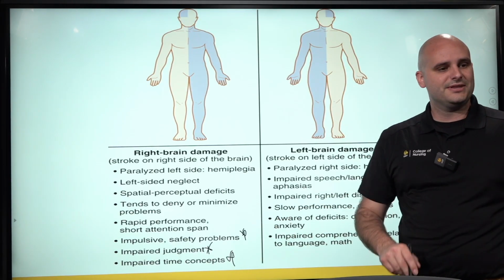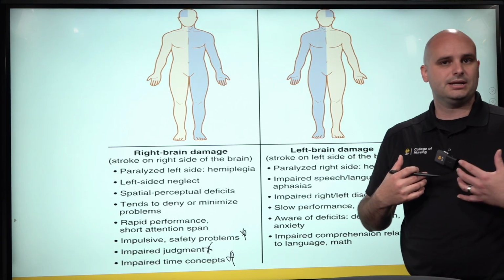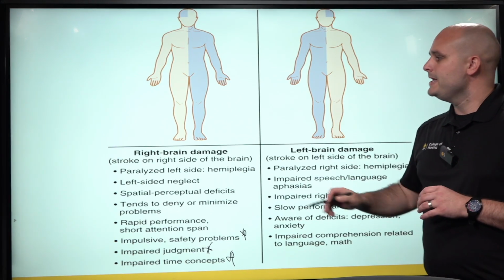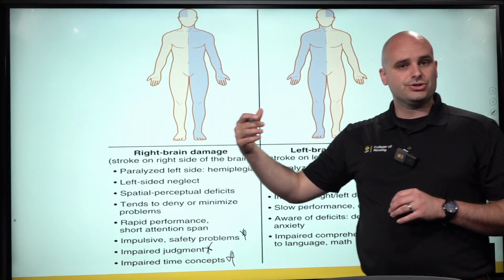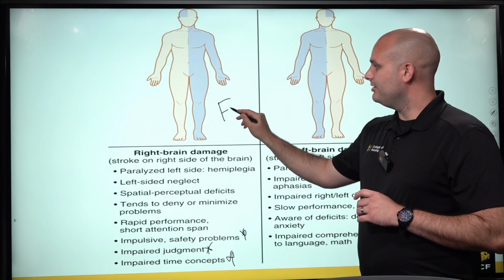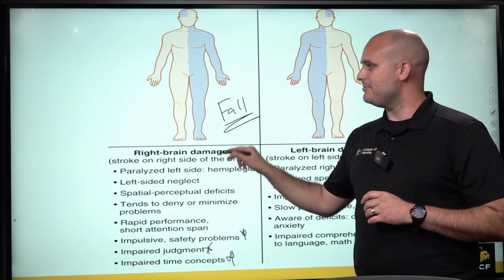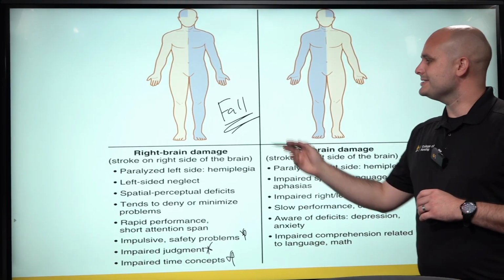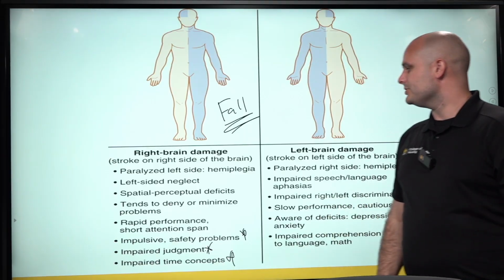So I always think of this clinically, as I mainly work in geriatric care. When a patient has a right side brain injury, I always think as their provider, hey, fall. They're going to get out of that bed even though you tell them not to. So that's a big one I think of because of that impaired judgment.